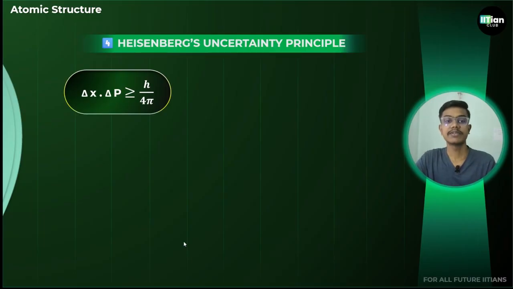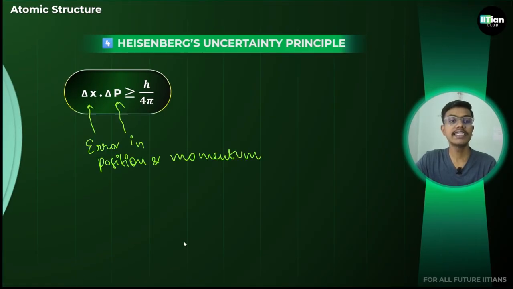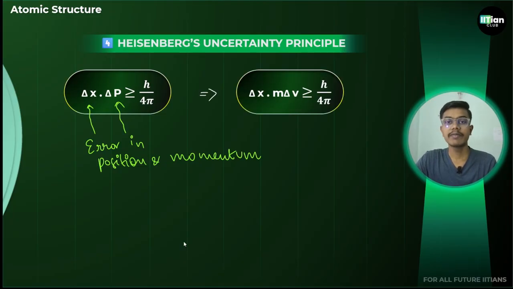The next one is Heisenberg's uncertainty principle. In this principle, Heisenberg told that you cannot exactly predict both the position and momentum of the electron. There will be certain errors, and delta x is the error in the position and delta p is the error in the momentum, and he gave this relation: delta x into delta p is greater than or equal to h by 4 pi. h is Planck's constant, so if you substitute momentum as m into delta v, you will get this equation also. Even based on this, there was a question in 2024.